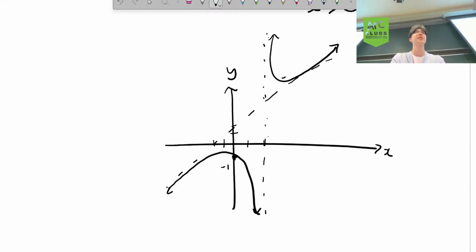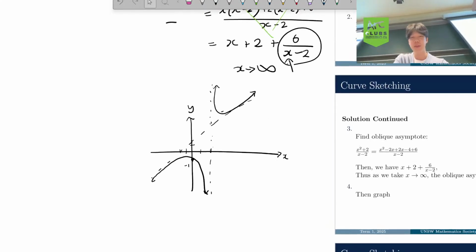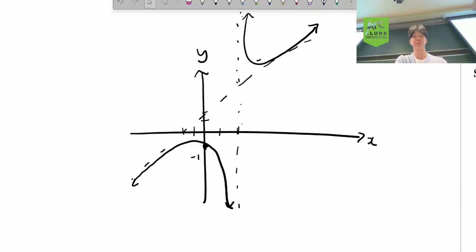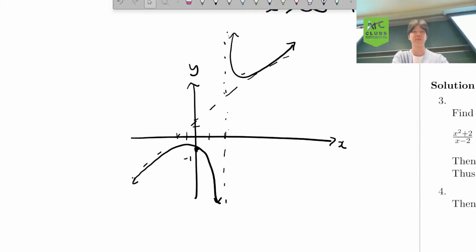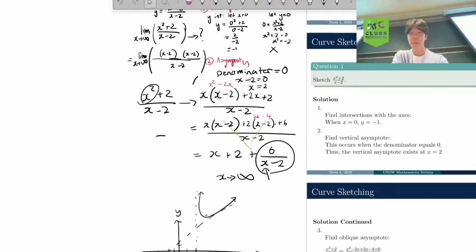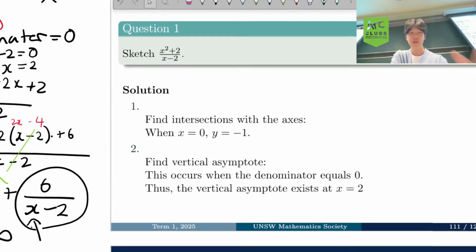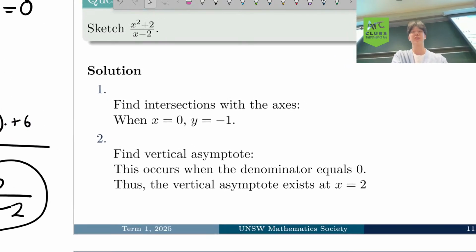Now, if I want to find the exact points, I can maybe use calculus and find the turning points. But using these key steps here, we can see that, okay, we know roughly what the graph's going to look like. So if I were to recap, we found the intersections with the axes.